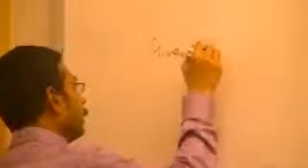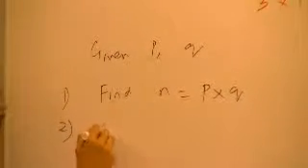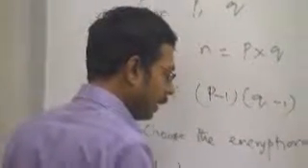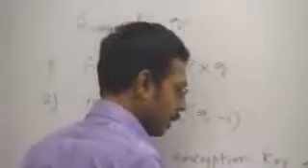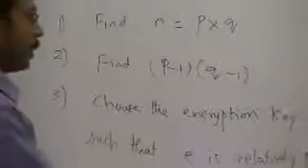Right? So if you write down the sequence of steps, as I have there, I can write it down one more time here. So the first step, given P and Q, find N, which is P times Q, and find P minus 1 times Q minus 1. After we find this, the third step is to choose the encryption key E such that E is relatively prime to what? P minus 1 times Q minus 1. No longer P times Q. We will work only with P minus 1 times Q minus 1.